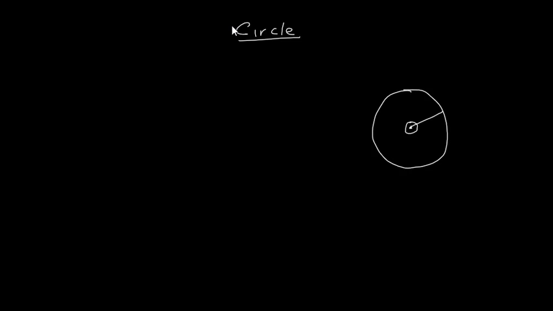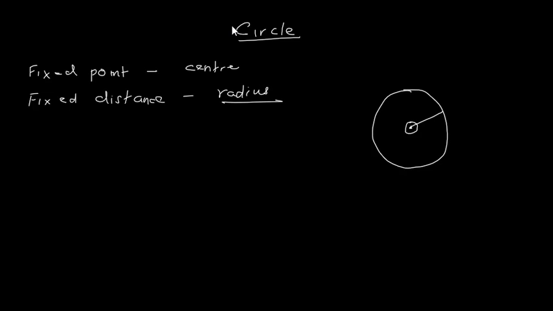Now that fixed point is called the center of the circle. Fixed point is center, and the fixed distance is called the radius of the circle. We can also define the radius of the circle as the segment joining the center of the circle and any point on the circle.